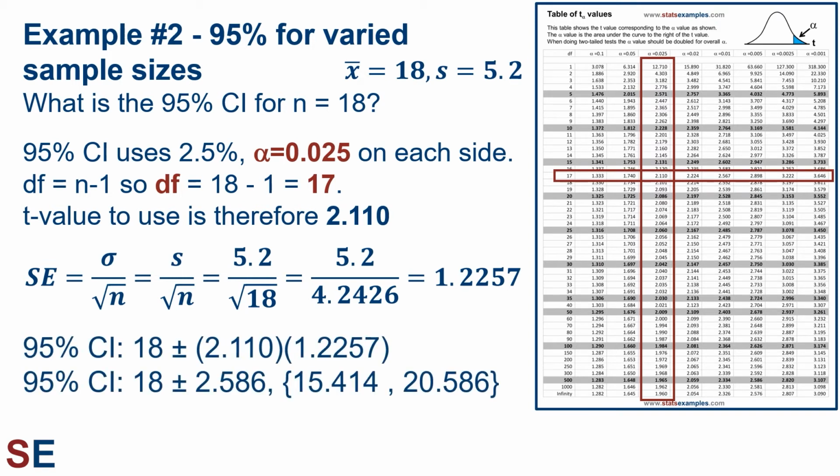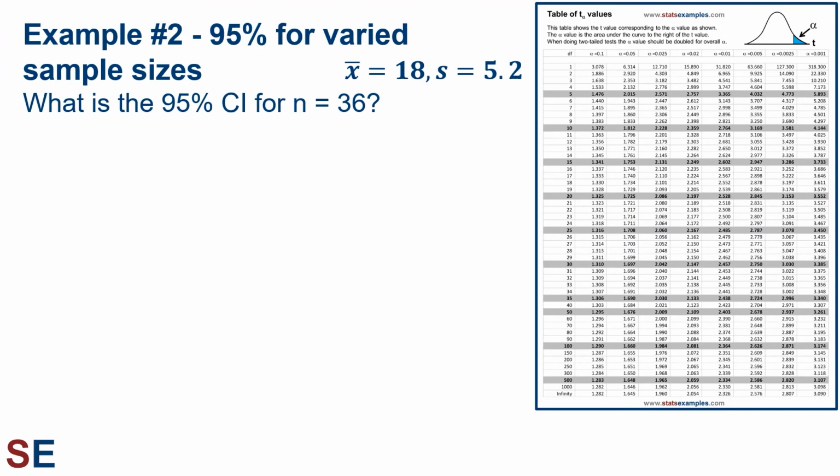Our 95% confidence interval will be 18, the sample mean, plus or minus 2.110, our t-value, multiplied by 1.2257, our standard error. Multiplying this out gives us 18 plus or minus 2.586, which would give us a range of 15.414 to 20.586 for our 95% confidence interval when we have a sample size of 18.